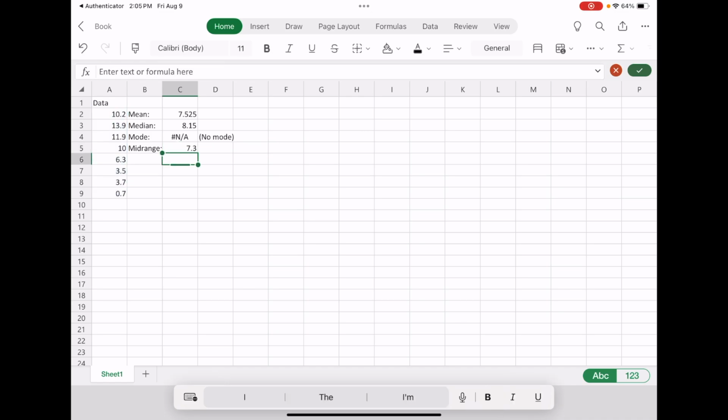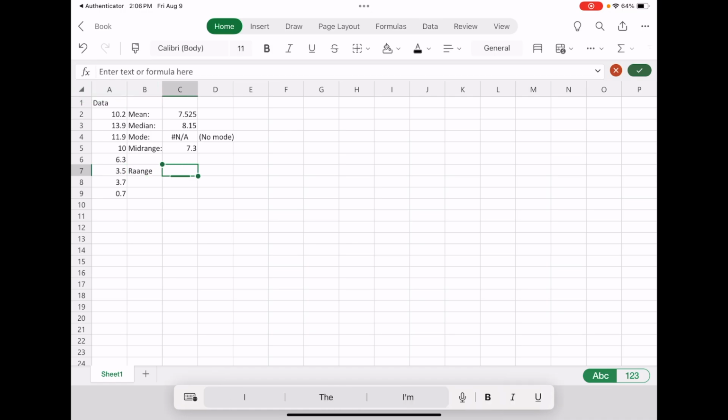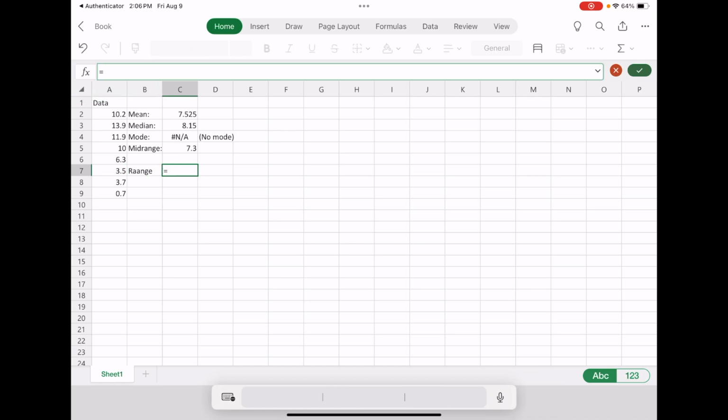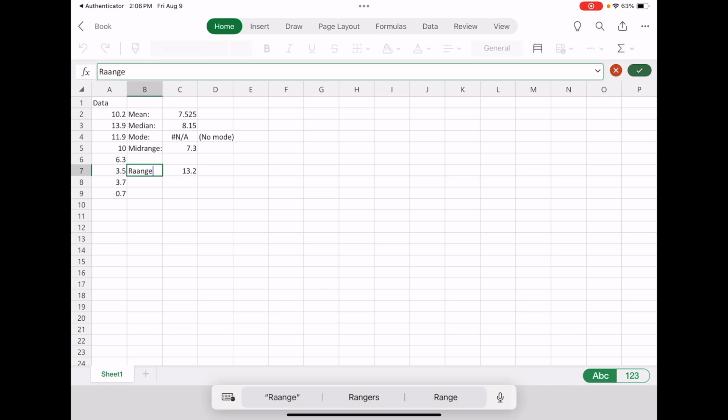Okay, so these are the measures of center. Now let's find the measures of spread. So the first one is the range. Okay, click on this free cell, equals. I'll take the max again, subtract the min, and there's my range. Oops, misspelled that.